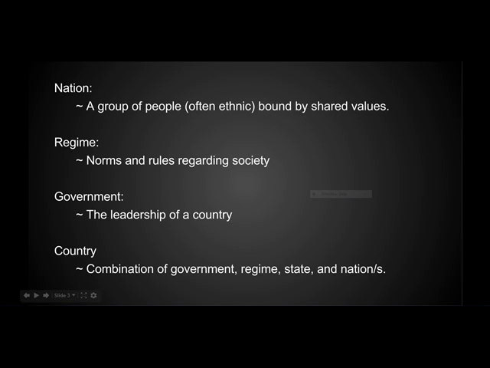The government is the leadership of the country. They are often less institutionalized and made up of the people running the country. This would include presidents, prime ministers, dictators, and even the military. Especially in Great Britain, the current government is often referred to as the Cameron government, and this, of course, builds off of the fact that the government is the people running the country. Lastly, a country itself is a combination of all these things.